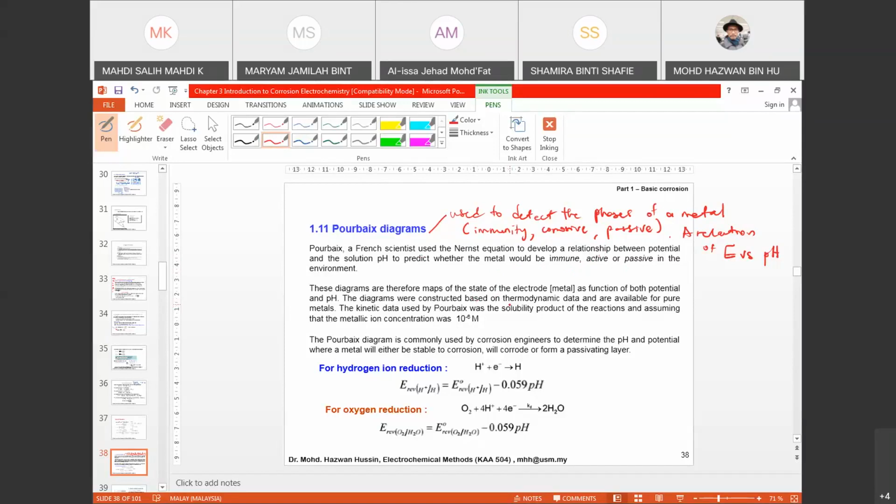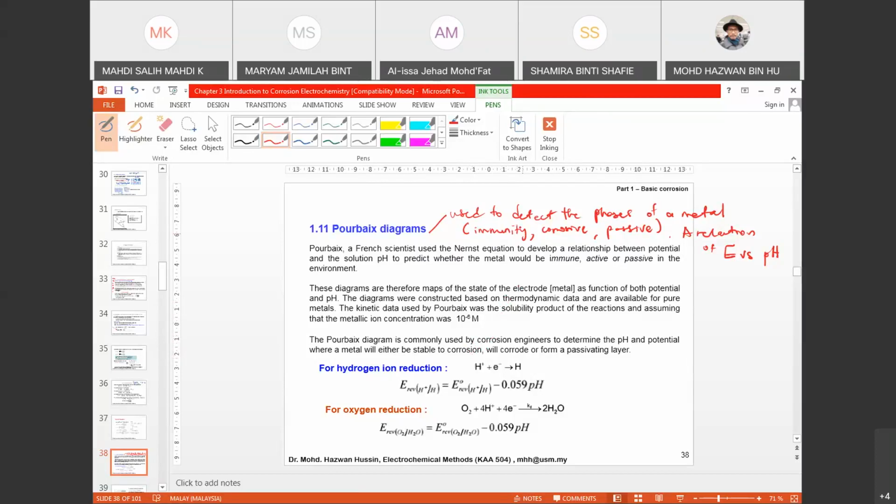Diagrams were constructed based on thermodynamic data and are available for pure metals. The kinetic data used by Pourbaix was the solubility products of the reaction, assuming that the metallic ionic concentration is around 10 to the power of minus 6 molar. The Pourbaix diagram is commonly used by corrosion engineers to determine the pH and potential where a metal will either be stable to corrosion, will corrode, or will form a passive layer.